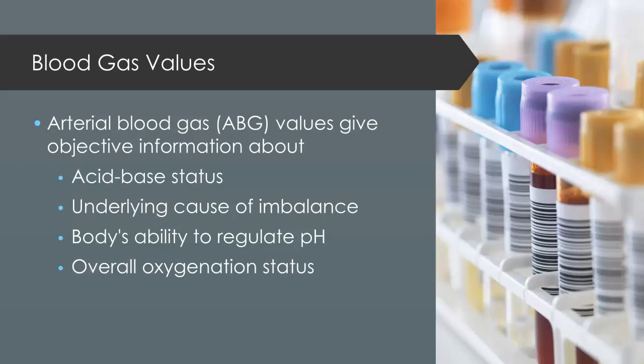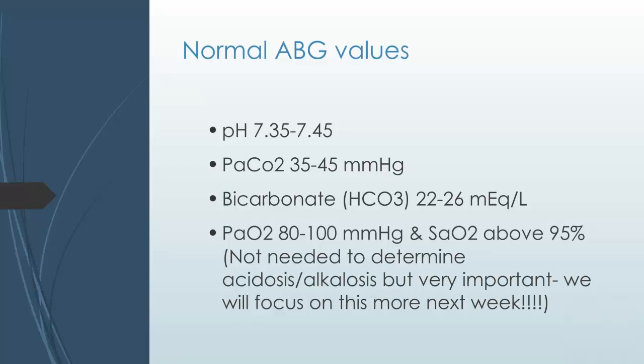It also tells us the body's ability to regulate the pH and the overall oxygenation status of the patient. So again, normal ABG values, these are something you need to memorize. pH 7.35 to 7.45, and this is for arterial blood. We will not be testing on venous blood in this course.